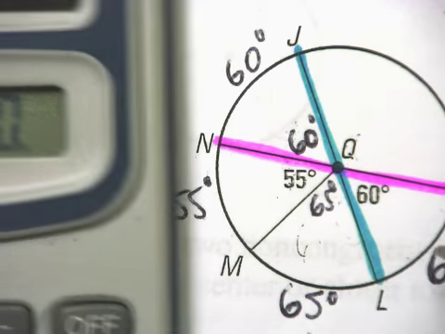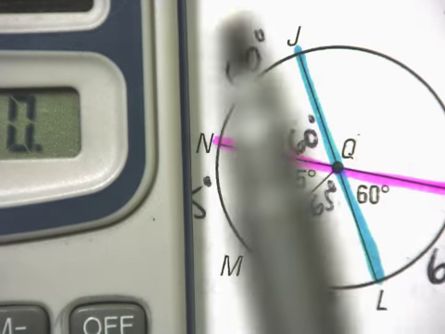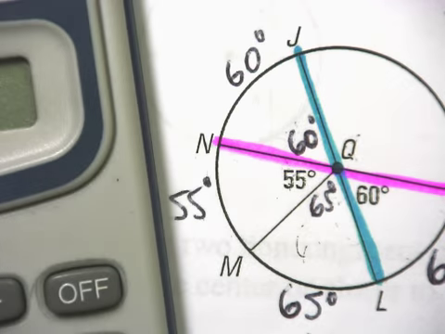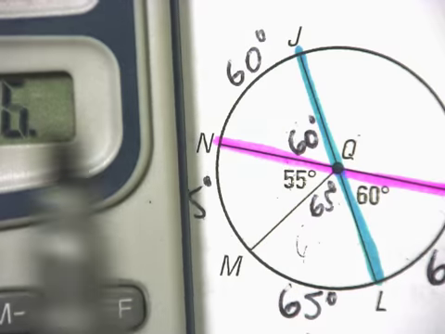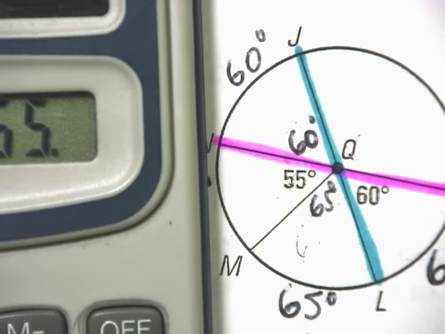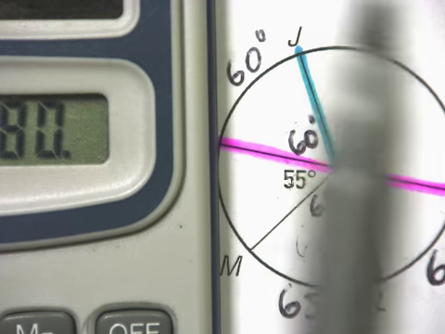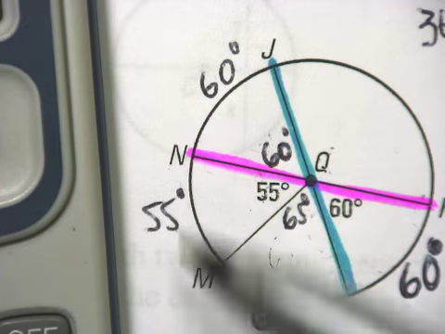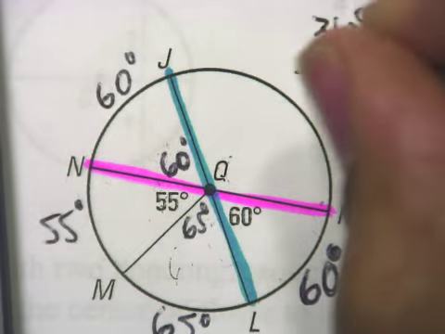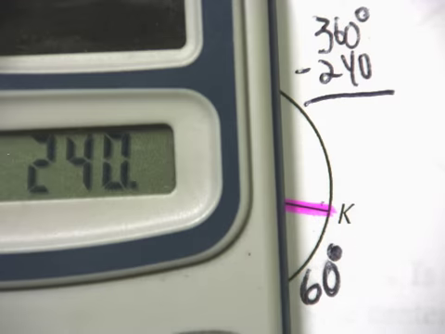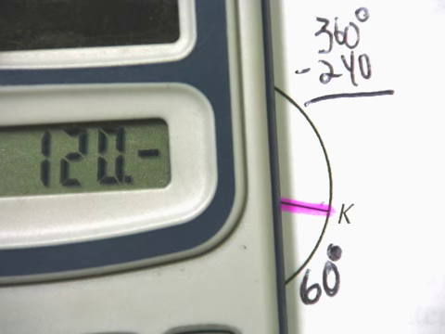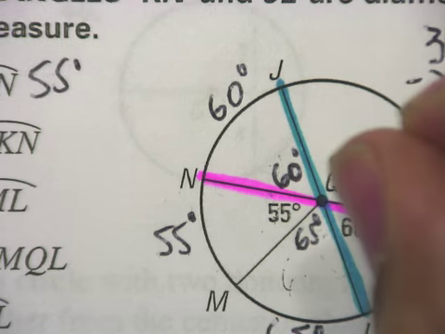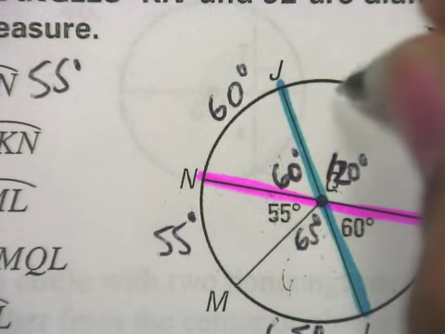Well, let's take a look here. I'm going to add 60, 55, 65, and 60. So 60 plus 55 is equal to 115. Let me do that again. 60 plus 55 plus 65 plus 60 comes out to be 240 degrees. So when I add all of these together, it comes out to 240 degrees. So I'm going to take 360 minus 240, and that's going to give me 120 degrees.